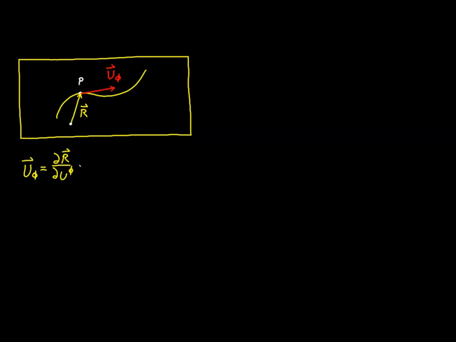Well, this can also be expanded using the chain rule and our surface coordinates. So this would be equal to the partial of s^α with respect to u^φ times the partial of R with respect to s^α. And of course, this first factor is nothing but our shift tensor, S^α_φ, and the second factor is our covariant basis vector for our surface coordinates, S_α.